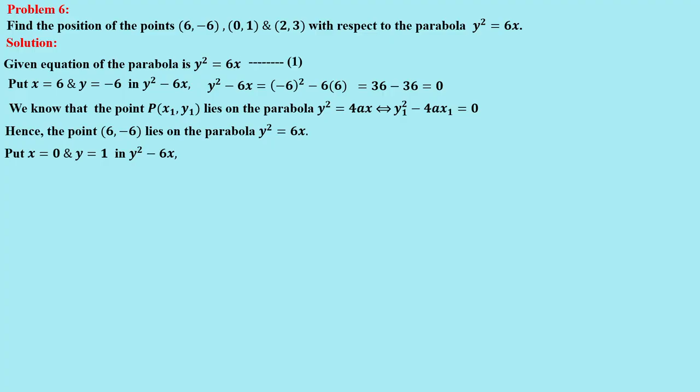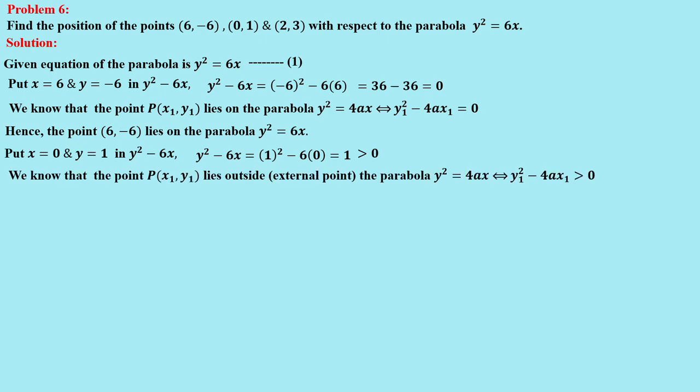Next point, put x is equal to 0 and y is equal to 1 in y square minus 6x. So y square minus 6x is equal to 1 square minus 6 into 0, that is 1, that is positive, greater than 0. The point P(x1, y1) lies outside the parabola if and only if y1 square minus 4ax1 is positive. Therefore the point (0, 1) is outside the parabola.